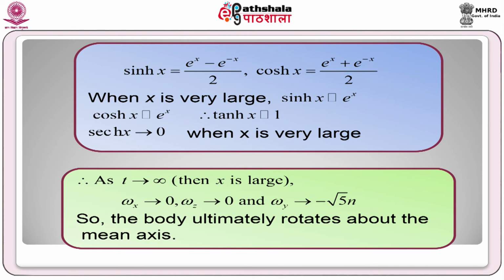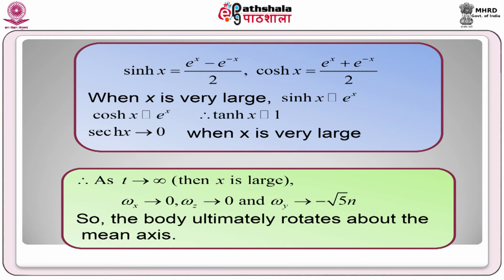We know that sinh x can be written as e to the power x minus e to the power minus x divided by 2, whereas cosh x is equal to e to the power x plus e to the power minus x divided by 2. If x is very large, then sinh x is nearly equal to e to the power x. Similarly, cosh x is nearly equal to e to the power x. So, after dividing, we get tanh x is nearly equal to 1 for large x, and sech x tends to 0 when x is very large.